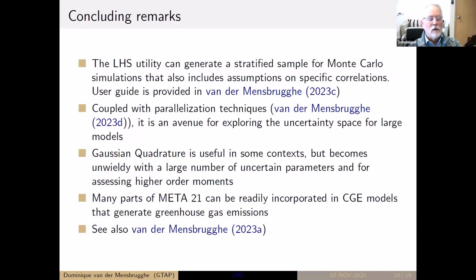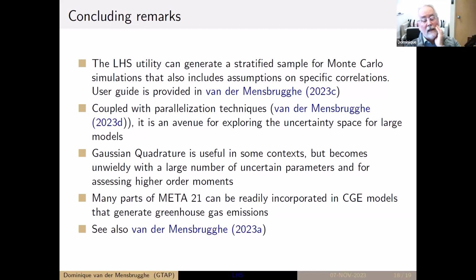As Maxim said in his intro, a lot of people have been using Gaussian quadrature to look at sensitivity, and it can be very useful in some contexts, but as soon as you're working with a large set of uncertain parameters, it becomes relatively difficult to work with. And there's some evidence that it's not particularly good at trying to target higher order moments such as skewness. So those higher order moments are automatically captured in any kind of Monte Carlo type strategy.